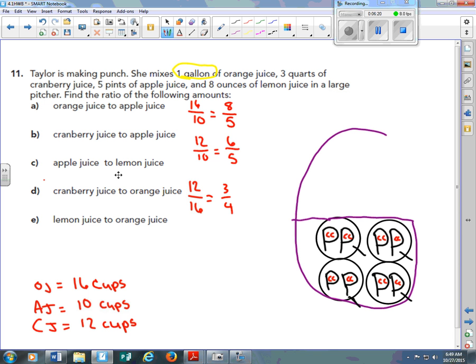So we have apple juice to orange juice. We have 10 cups of apple juice, and we don't know how many cups of orange or lemon juice we have. So lemon juice equals, and we look back up here, when there's 8 ounces of lemon juice, that's 1 cup. So it'd be 10 over 1. Next, lemon juice to orange juice. So we have 1 cup of lemon juice, and we have 16 cups, and that would be it. And I go back, circle my answers so that my teacher knows exactly my answer for each problem. And on to the next one.